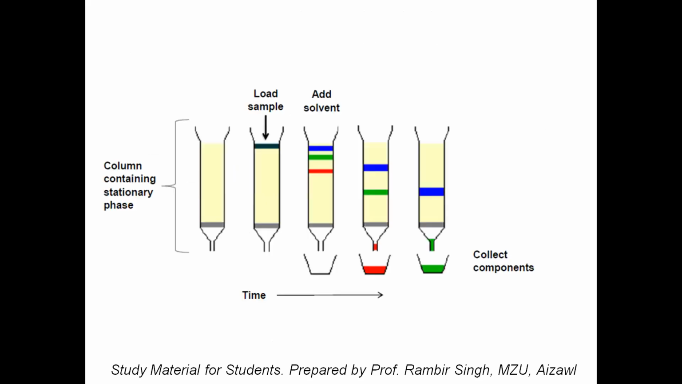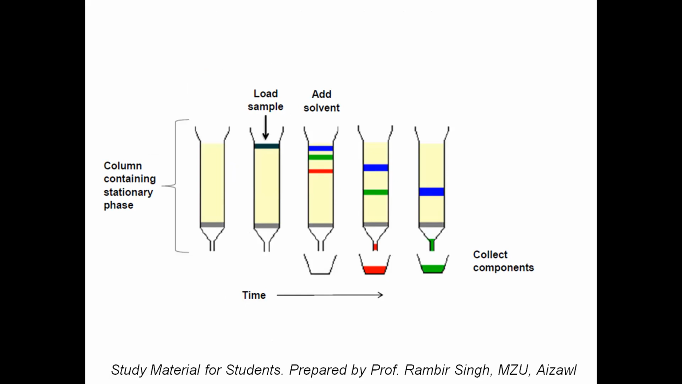Like if you see this picture, if you want to recover this red color compound, how will you recover it? Because it is in a solvent, you have to evaporate the solvent. So to evaporate the solvent, what do you have to do? How can you evaporate a solvent? By increasing the temperature, you have to heat it.